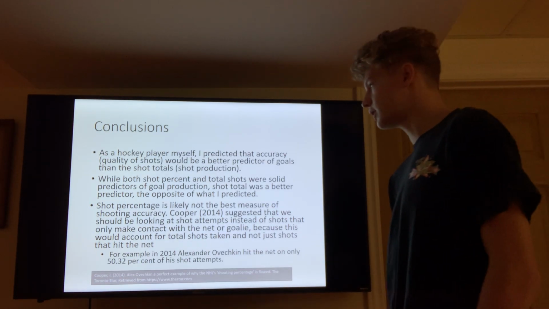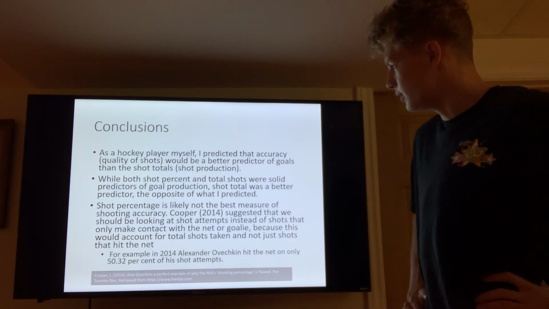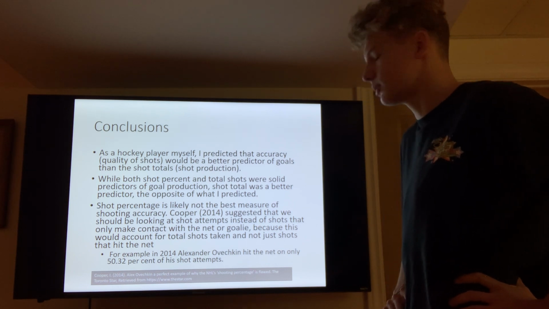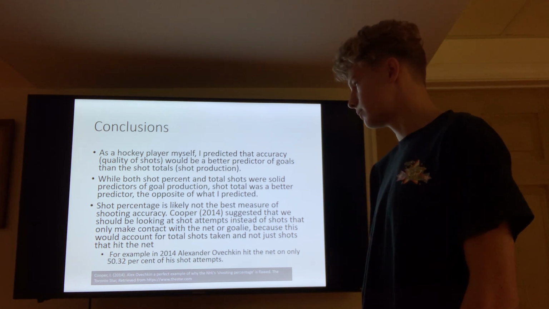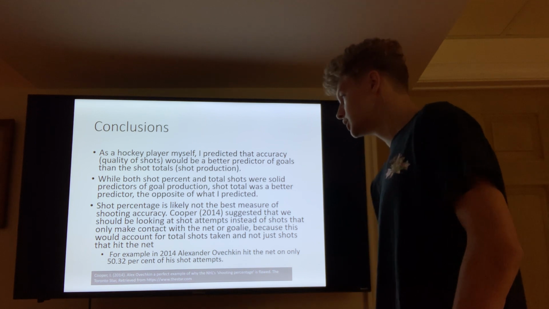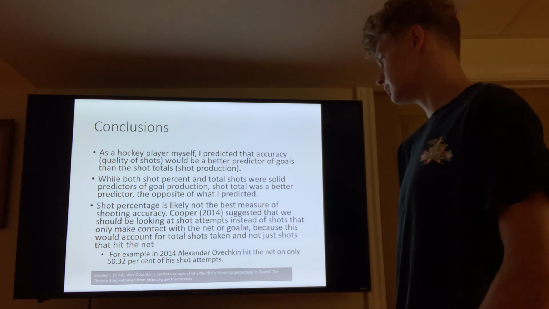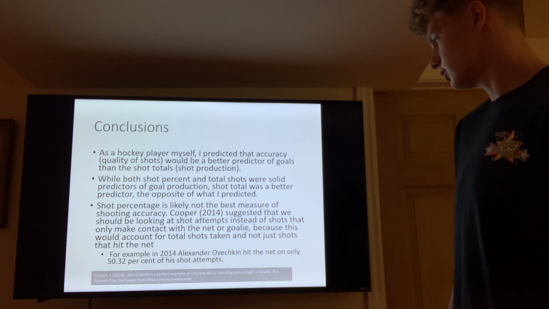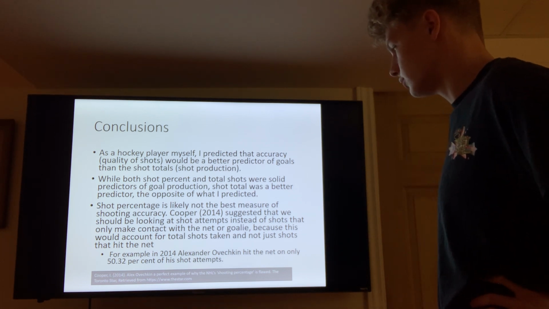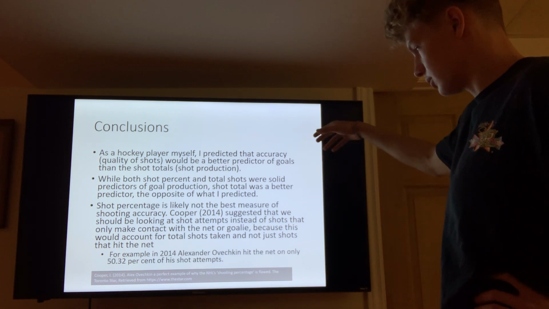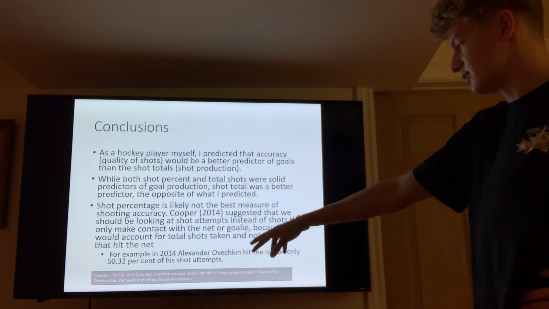Okay, so for conclusions, as a hockey player myself, I predicted that accuracy or quality of shots would be a better predictor of goals than the shot totals, shot production. While both shot percent and total shots were solid predictors of goal production, shot total was a better predictor, the opposite of what I predicted. Shot percentage is likely not the best measure of shooting accuracy. Cooper 2014 suggested that we should be looking at shot attempts instead of shots that only made contact with the net or goalie, because this would account for total shots taken and not just shots that hit the net. For example, in 2014, Ovechkin, who I was showing earlier, only hit the net on 50% of his shot attempts.